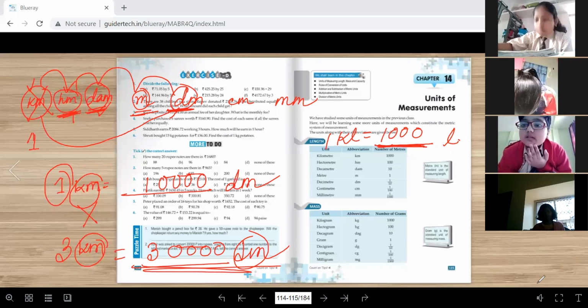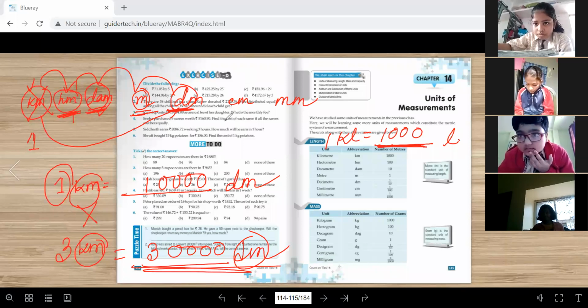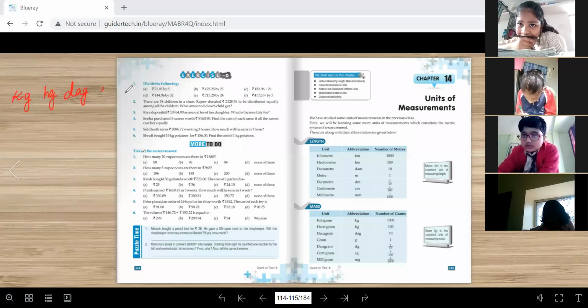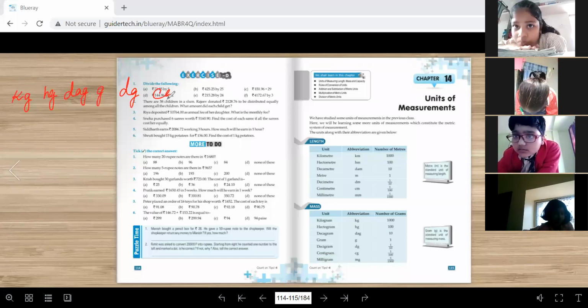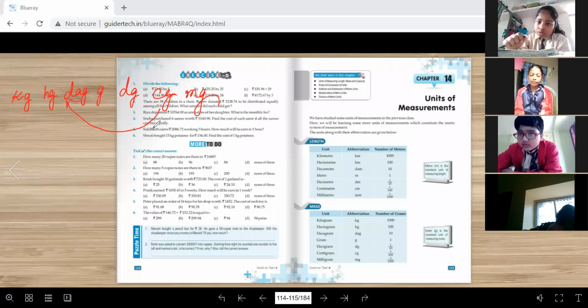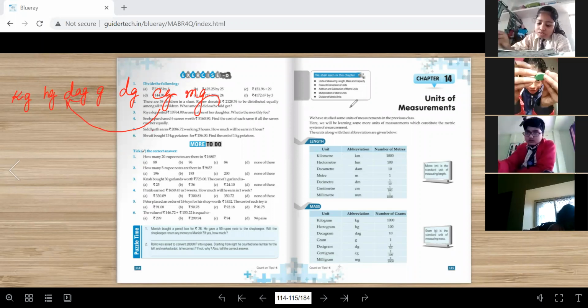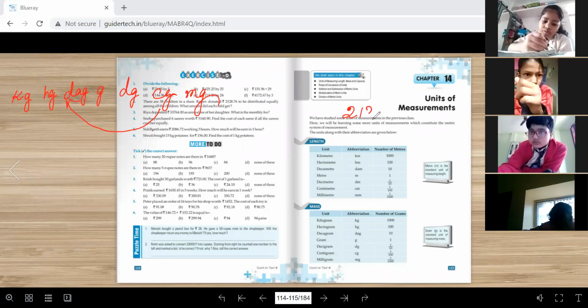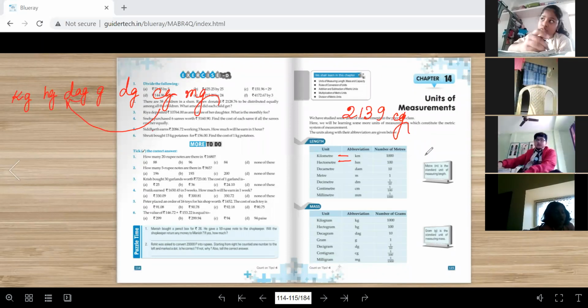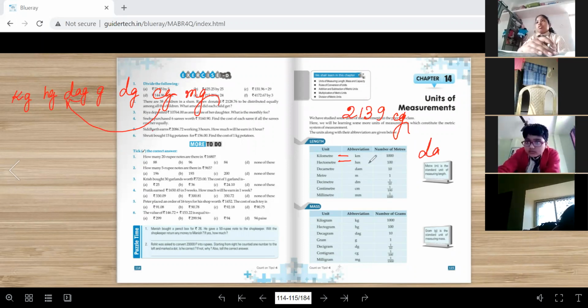Okay, when we move backwards, now let me explain that. Look at this. Suppose here it is given kilogram, hectogram, decagram, gram, decigram, centigram and milligram. Look, from centigram to decagram we are moving. Suppose here it is given 2139 centigram is equal to how much decagram? Everybody look at this very carefully.